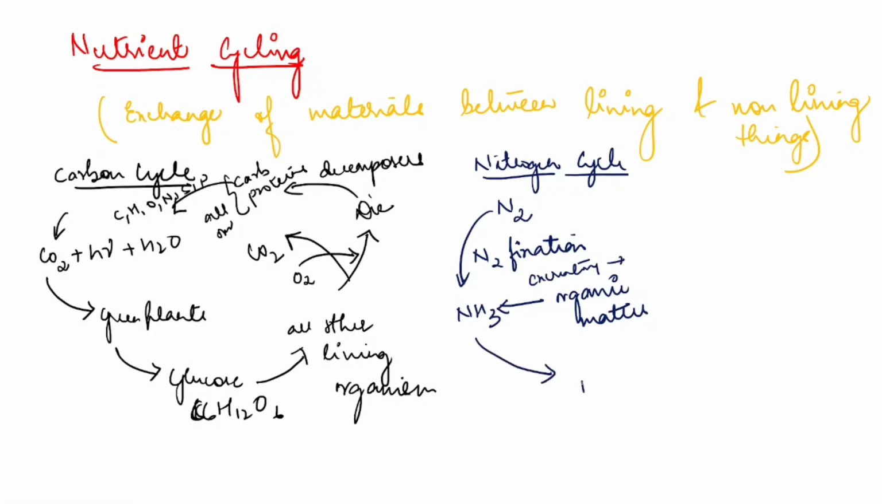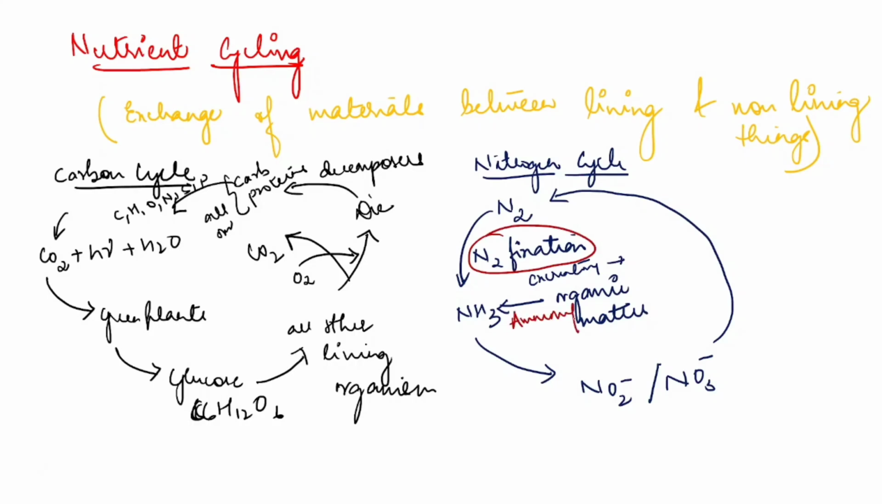Now this ammonia is converted to nitrite or nitrate, right? And this is again reconverted back to nitrogen, right? The conversion of nitrogen to ammonia is what we call nitrogen fixation. This one we call ammonification. This one we call nitrification. Yes, and this one we call denitrification. Clear? This is what we have seen.